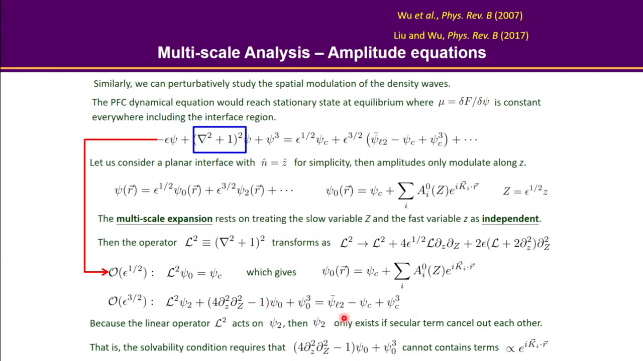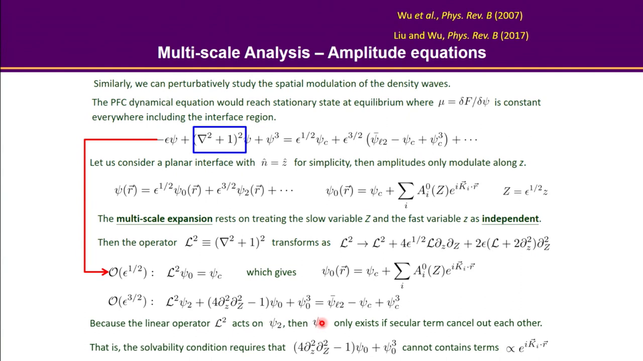But since on the right-hand side everything is just constant, just a number, they are not going to contribute anything like exponential iKR, where K is the reciprocal lattice factor. But here Psi naught is actually a constant plus a lot of plane waves, right? So that will contribute terms like the density waves. Let's take a look at what the solvability condition gives us, right? Basically, we are requesting that this thing equals zero, or it should not contain anything like the plane wave of the principal reciprocal lattice factor.